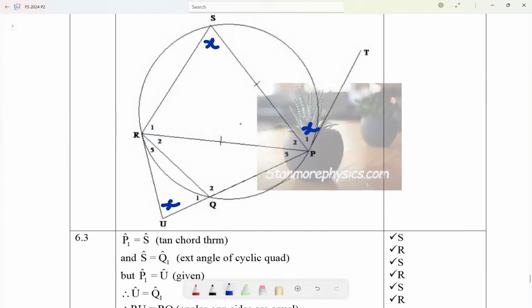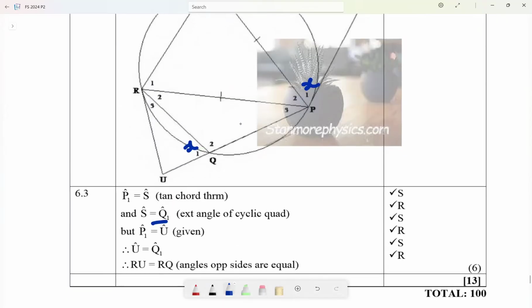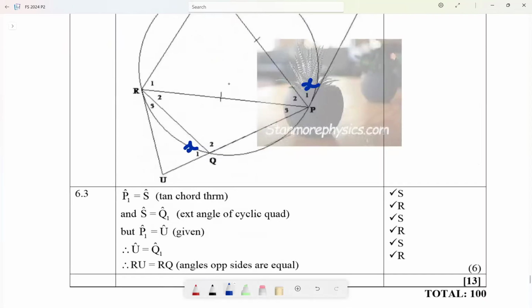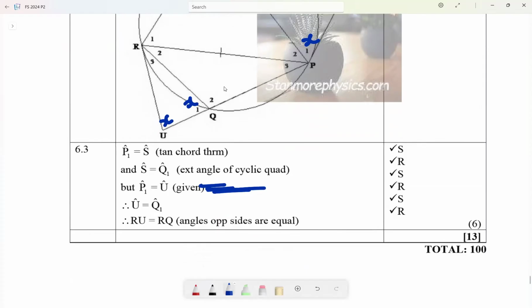Or we did not even need to go there. If you are here, you can just come here and say this is X. Why? Let me remove this. Let me say this one only, né? X. Then this one is X. Then remember Q1 will be X, exterior angle of a cyclic quad. Okay? Yes. That one we used tan chord theorem. This one we used tan chord. But this one, remember angle U is equal to P1, so this is also equal to X. Therefore, this one was given. Therefore, U1 is equal to angle Q1. Therefore, angles opposite sides are equal. So, yeah.